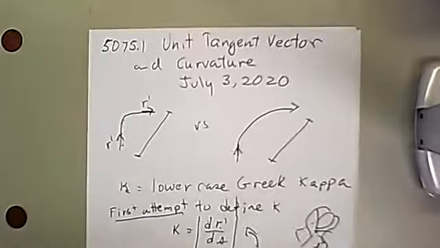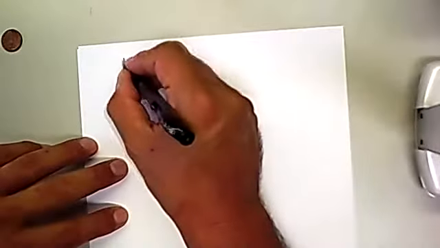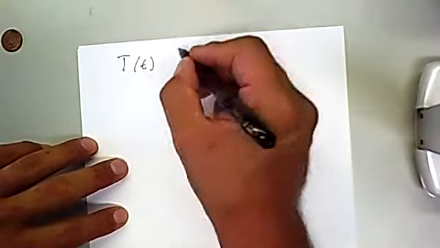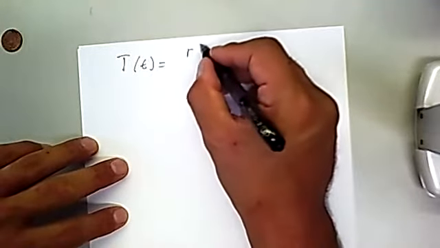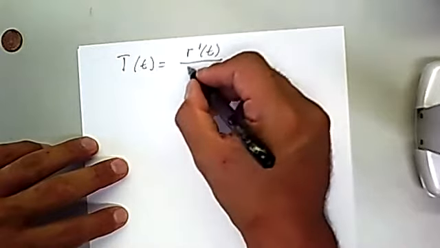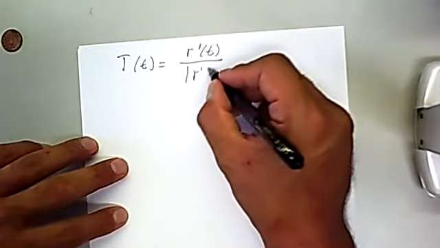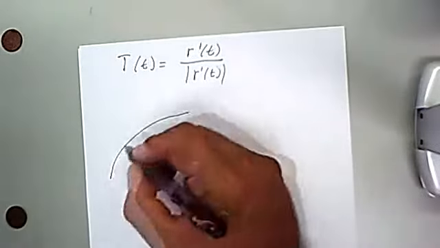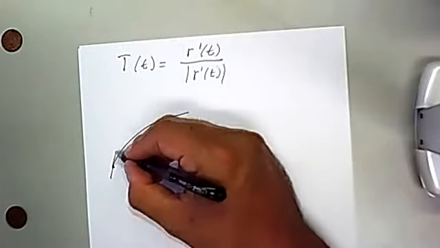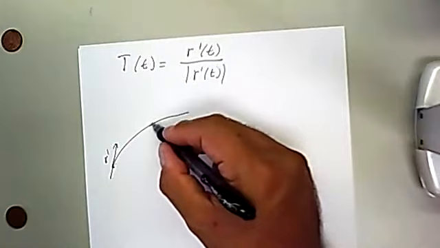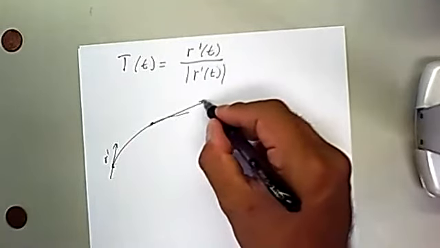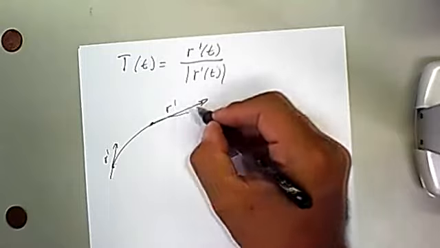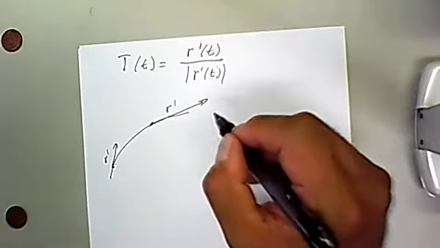Okay, so what we have to do is introduce the unit tangent vector, which we're going to label as T of t. And it is going to be defined as r prime of t, and then we're going to divide by the magnitude of itself. So when you have a curve, any kind of a curve, there is r prime, and the r prime here could be way longer or shorter, who knows, depending on the parameterization.